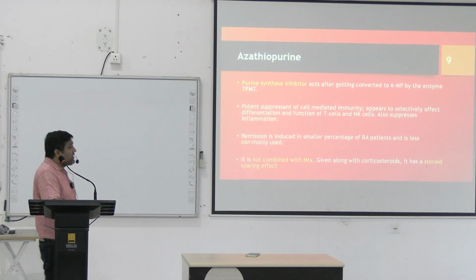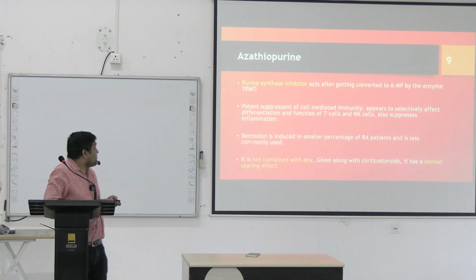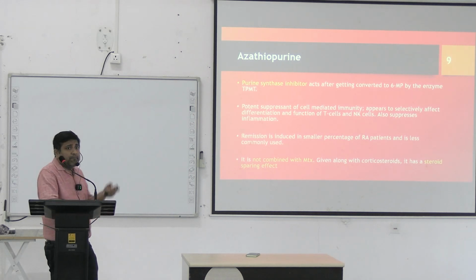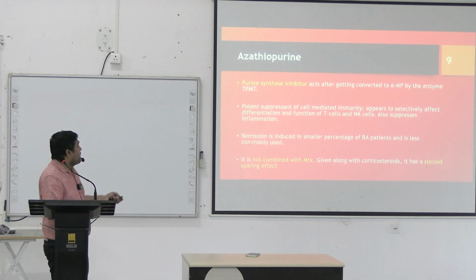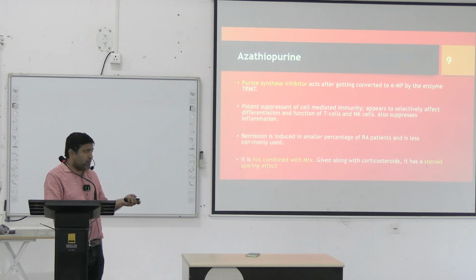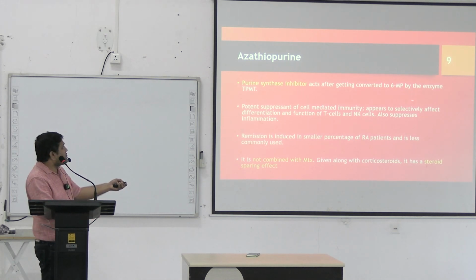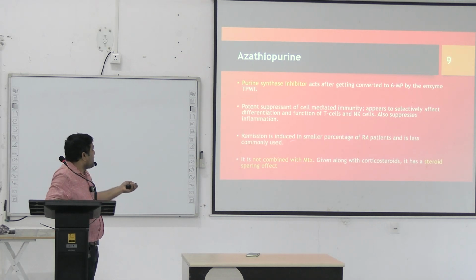Now, coming to the second drug, azathioprine is a purine synthase inhibitor. It is a prodrug in the body. It is converted to 6-mercaptopurine by the enzyme thiopurine methyltransferase. It is a potent suppressant of cell-mediated immunity like that of methotrexate. It appears to selectively affect differentiation and function of T cells and natural killer cells.